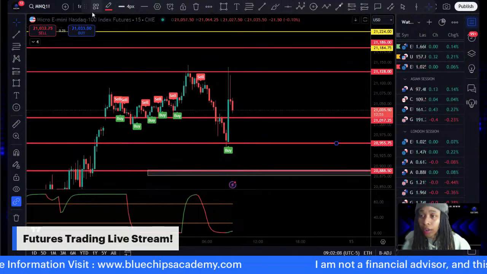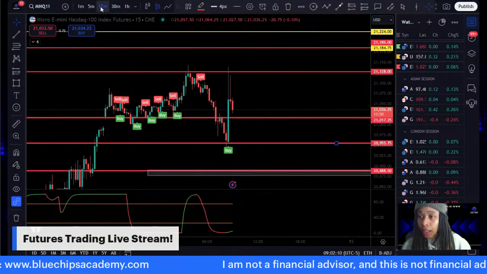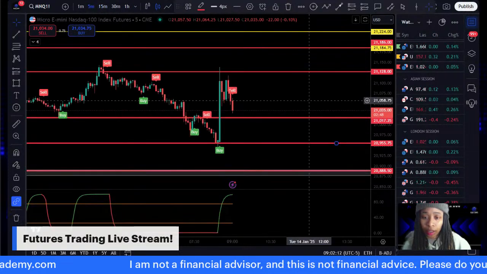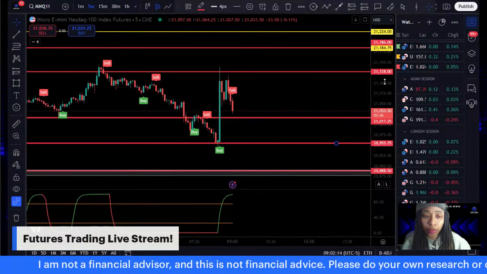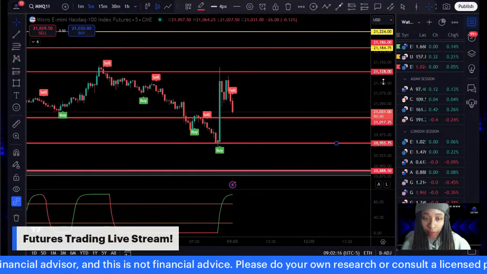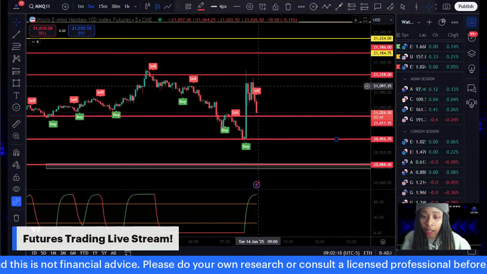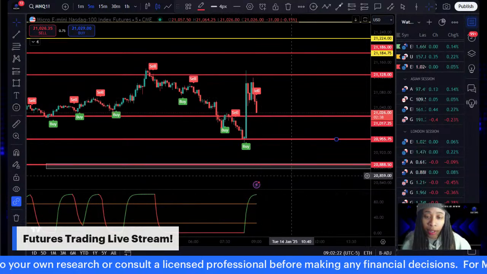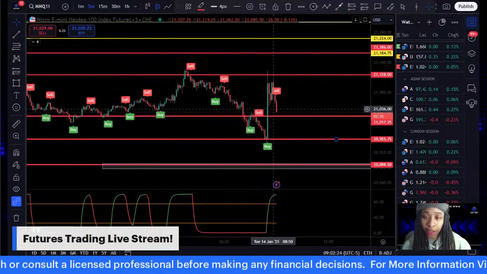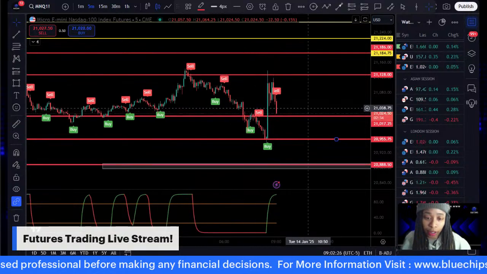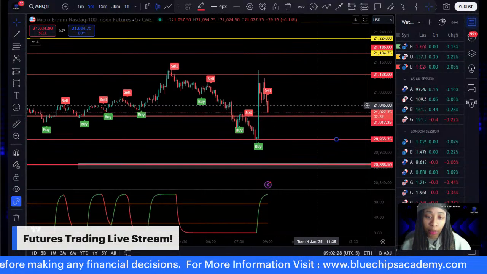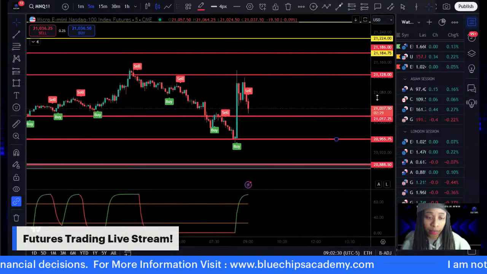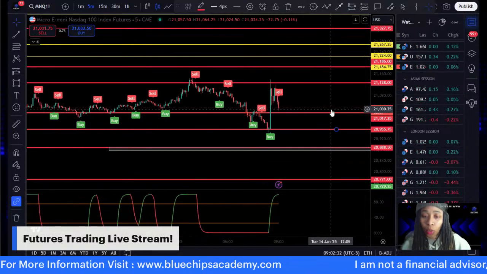Let's go to our 5 minute and see what we get here. We're getting a sell signal on the 5 minute. Price is oversold, but we know at 9:30 that's when we see significant volume in the market. So I'm going to be patient and wait for the setup.